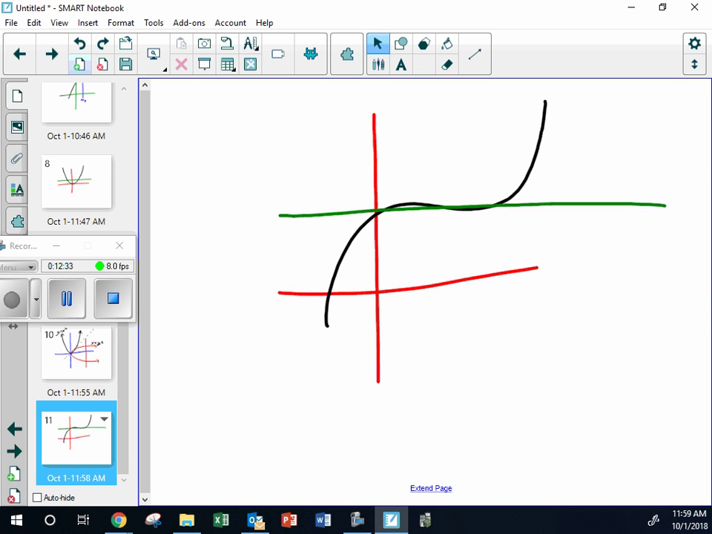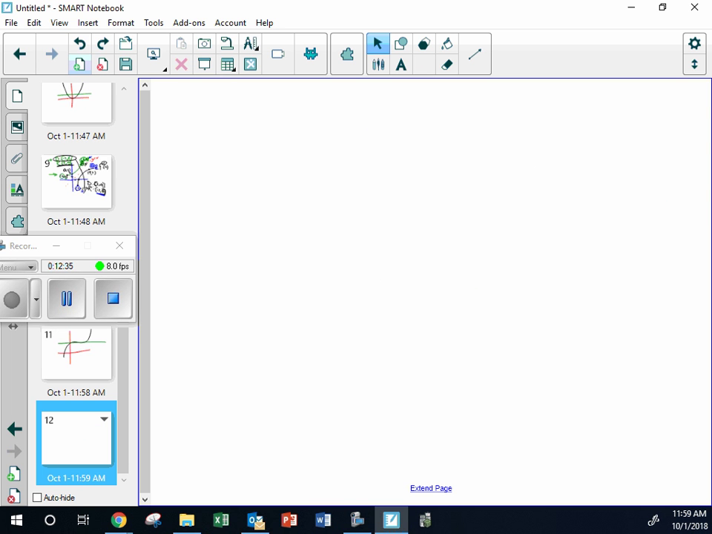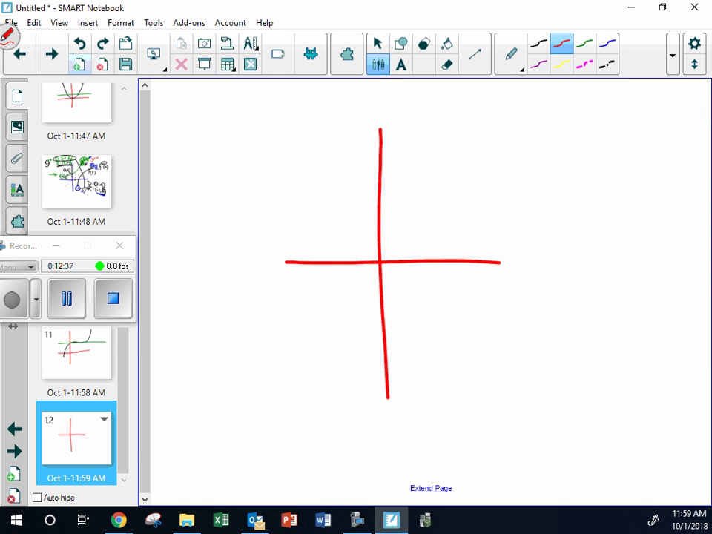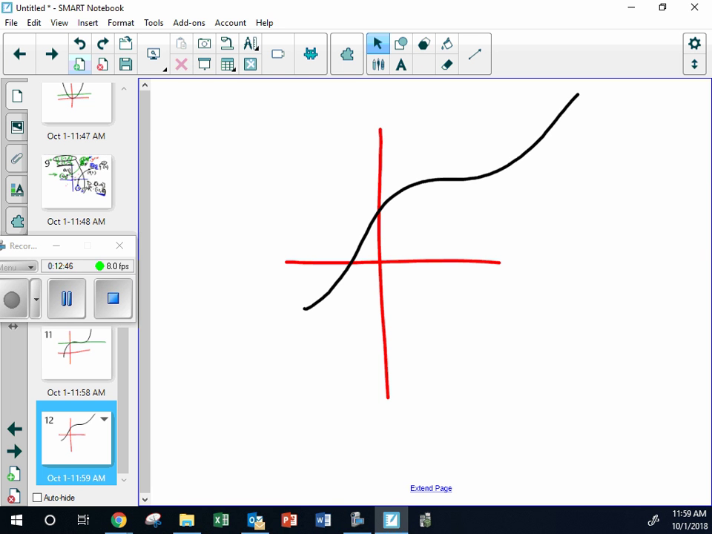If I just tweak it a little bit, I can make it pass. And then, there, now it's going to just barely pass the vertical and horizontal line tests, and therefore it has an inverse. Well, they always do. No, it has an inverse that is a function.